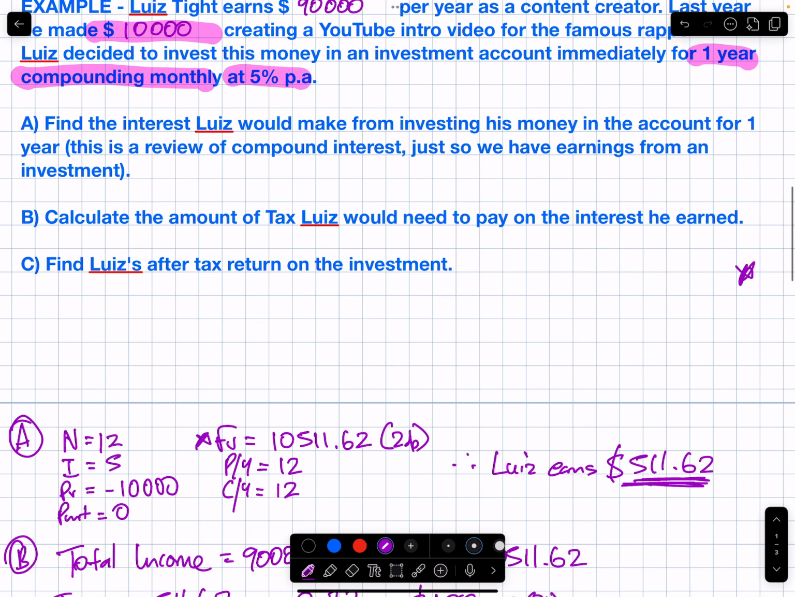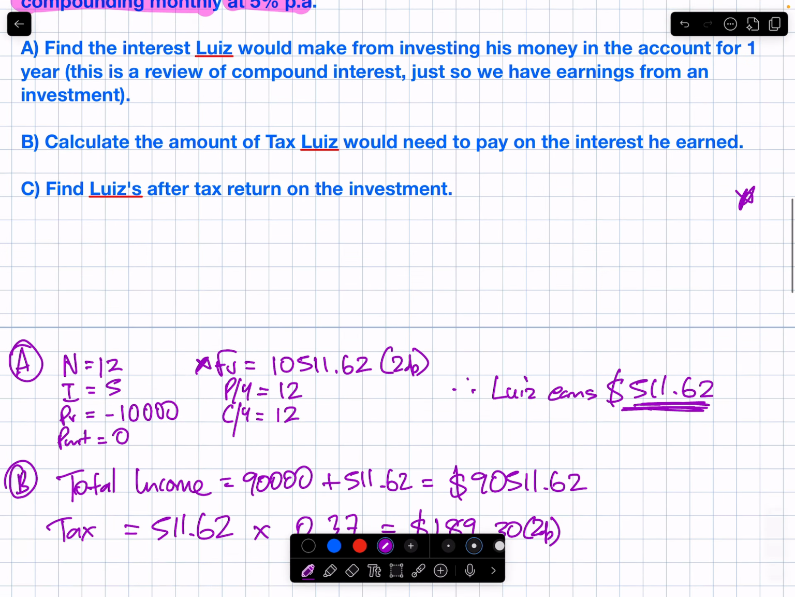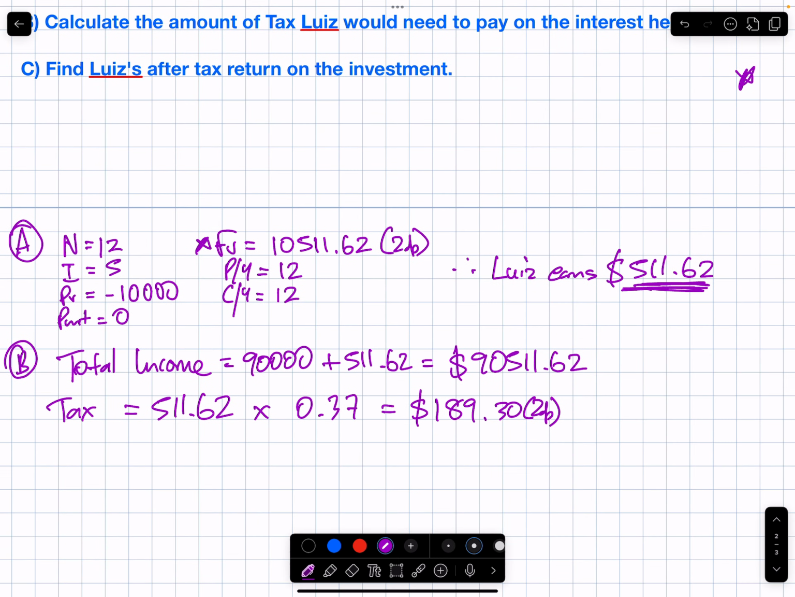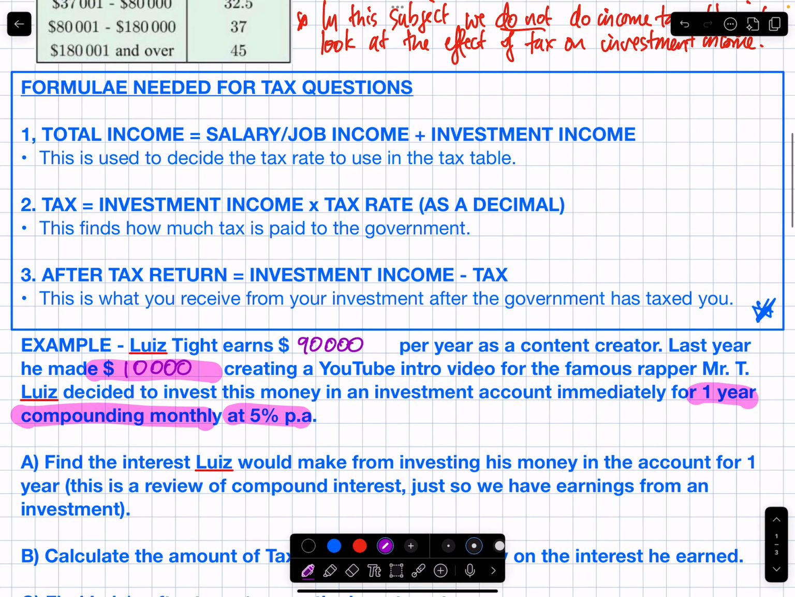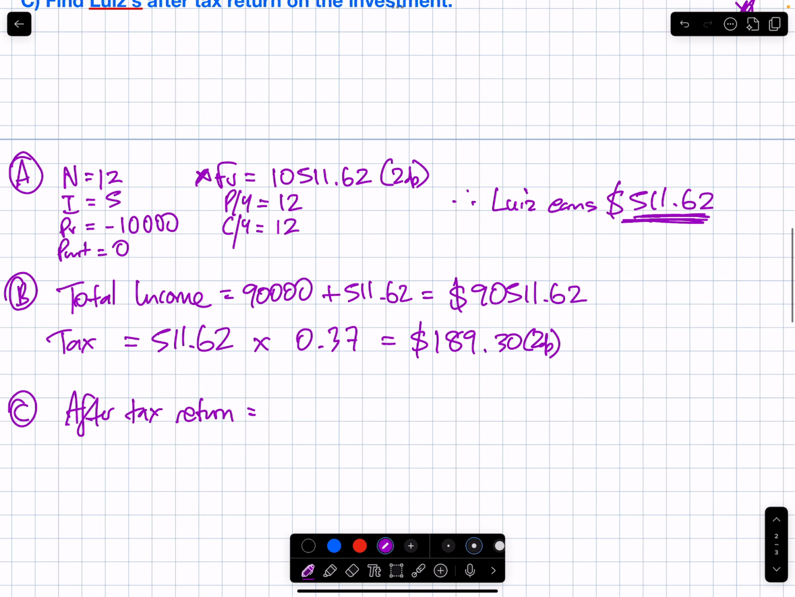So B, calculate the amount of tax Louise would need to pay on the interest. We've found that, $189.30. So C, find Louise's after-tax return on the investment. After-tax return equals, let's look back. After-tax return is the investment income minus the tax. His investment income was going to be $511.62. That's what he was supposed to earn. But now we're acknowledging tax. The government is going to take $189.30 from that.